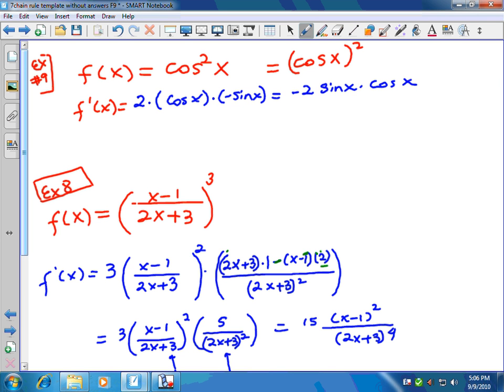But 2 sine x cosine x is a double angle identity for the sine function. If you choose to, you can also leave the answer as such. But again, it's an identity that most people don't remember, so do not worry about it if you did not get that. All right, let's move on to another example using the chain rule.